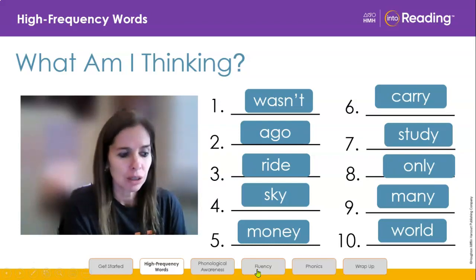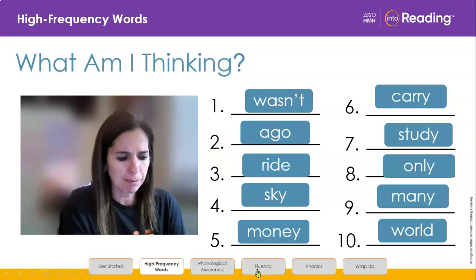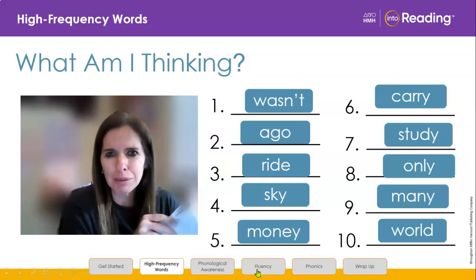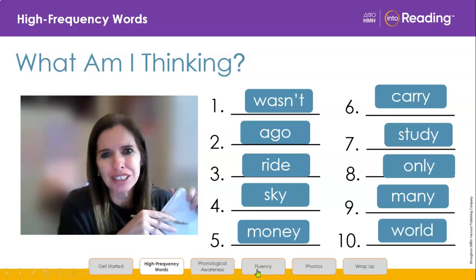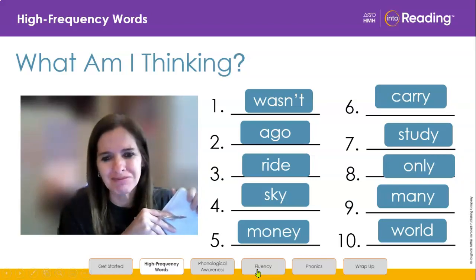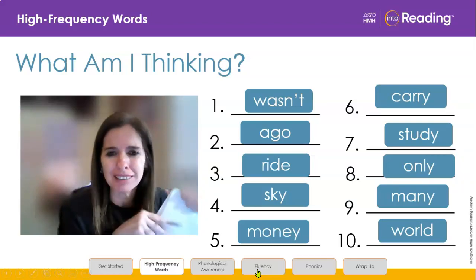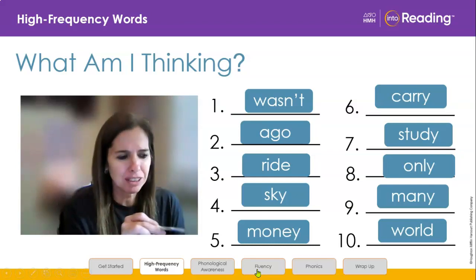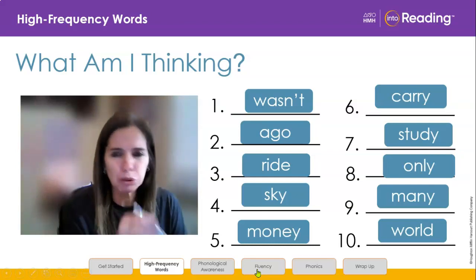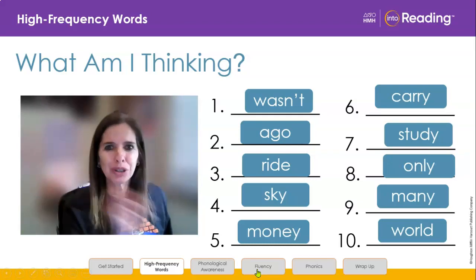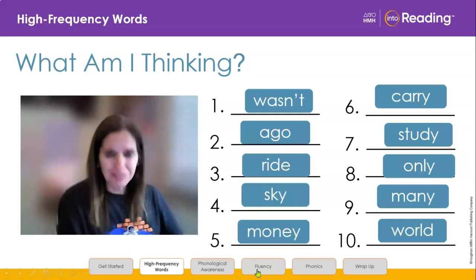Number 1, wasn't, ago, ride, sky, money, carry, study, only, many, and world. Did you get them all? If you didn't, you can fix it. And then before you go read to me, fix the one you need to fix and push record and read me your clues to show that you won the game.